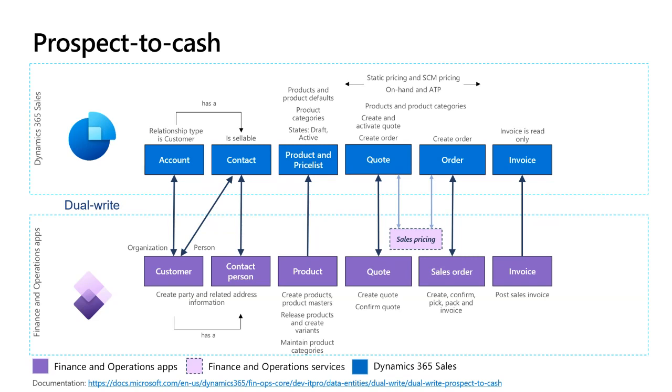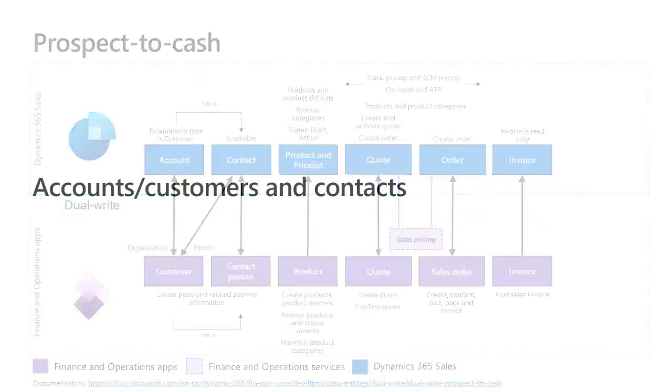When our orders are ready to be invoiced, those invoices are posted in finance and operations and pushed through to sales. And in sales, these invoices are read-only. Invoices can't be created or edited in sales. We also see here the sales pricing, which is a service that the quote and order processes can leverage, and that's calling the supply chain management pricing engine. So we'll get into that a little later as well.